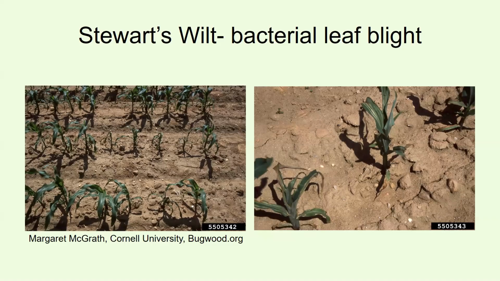Stewart's wilt or bacterial leaf blight. The blights, you'll see elongated spots and the drying of the leaves. And on this one, you see the streaking through it. The control for this is chlorothalonil and mancozeb.